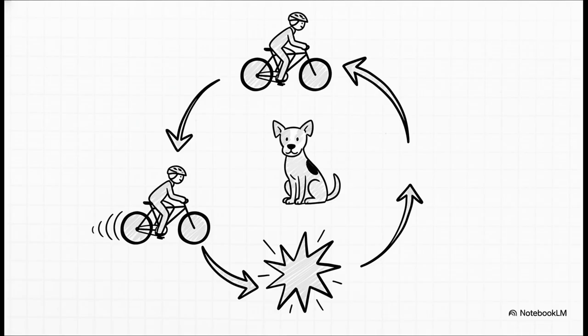That physical pain is a massive penalty or a negative reward. Because of that penalty, the next time that rider sees a dog, they automatically slow down. The agent learned autonomously from its environment through rewards and penalties, not just from being given a list of rules.